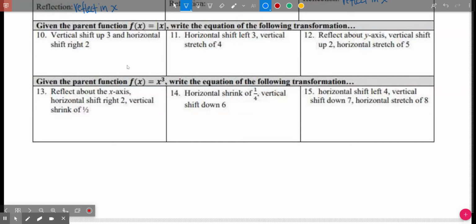In the next set of examples, we are writing the equation from a given parent function based on a series of transformations. So in number 10, I'm using the absolute value of x. So this is f of x equals, I have a vertical shift up 3, so I'm going to add 3 outside, and a horizontal shift right 2, so I'm going to subtract 2 inside.